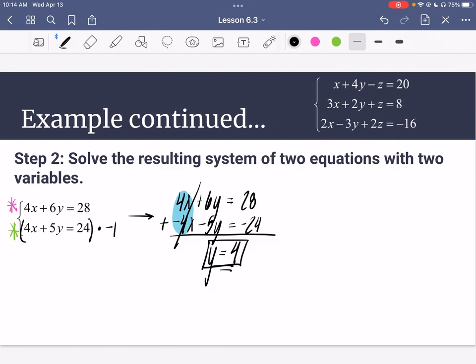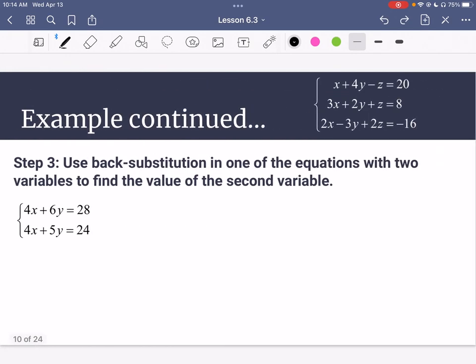Okay, now step number 3, I'm going to go back to one of these original equations that I just used because these only have the 2 variables. And since I have what y is, I can plug y in for either one of these and then solve for the remaining variable, which is x. You don't want to go back to one of the original equations with 3 variables, because you will not be able to solve for one of the other variables when you still have 2 of them.